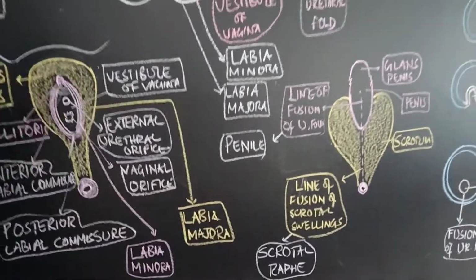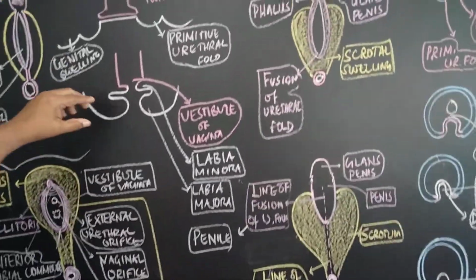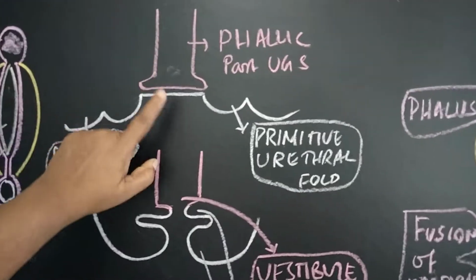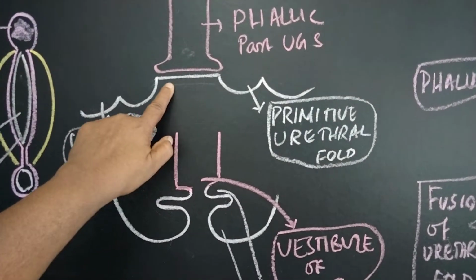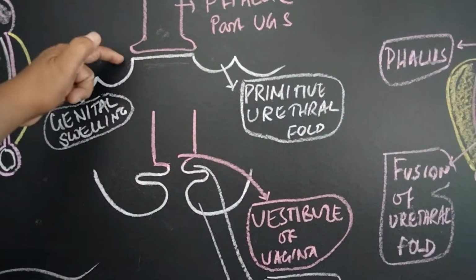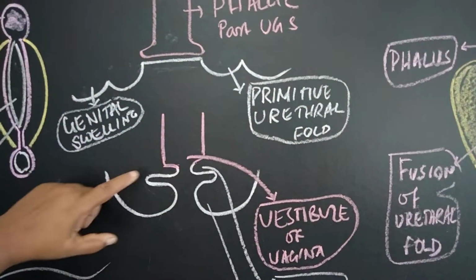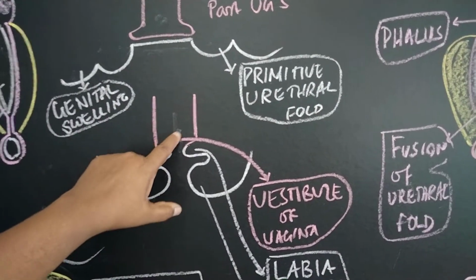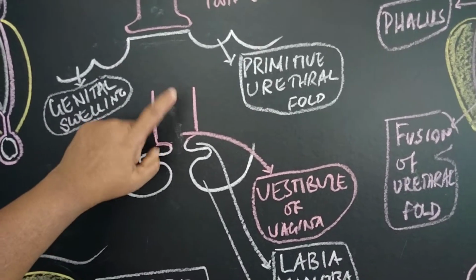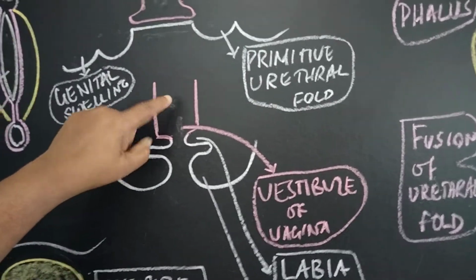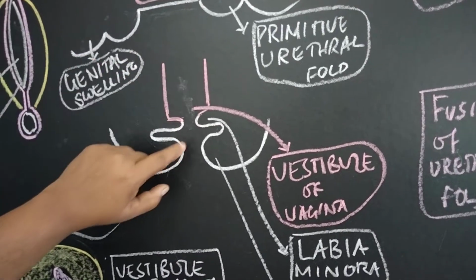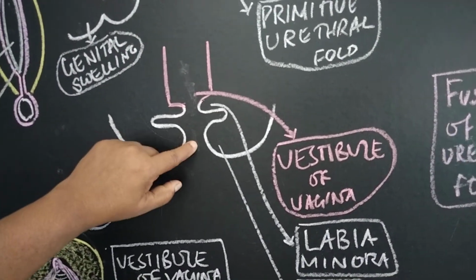Now how is the vestibule of the vagina formed? This is the phallic part of the definitive urogenital sinus that opens into this. This is the membrane, urogenital membrane. These two folds, this is the primitive urethral fold and this is the genital swelling. Then ultimately this ruptures, and the communication sets in. So this is the formation of the vestibule of the vagina, where there is the opening of the clitoris, the urethral opening and also the vaginal opening, and this place is guarded by the hymen.